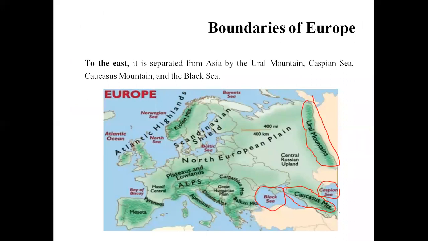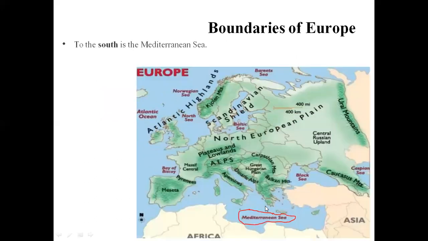Next, move to the map. Here in this map you are going to see the boundaries of Europe. On the eastern side you are having the Ural Mountains, then the Caspian Sea, then the Caucasus Mountains, and the Black Sea. Those are the border bodies. When you talk about the south, as I told you, just remember the Mediterranean Sea. Again, in this Mediterranean Sea there are many seas, but if you remember, the Mediterranean Sea is the southernmost border of Europe.